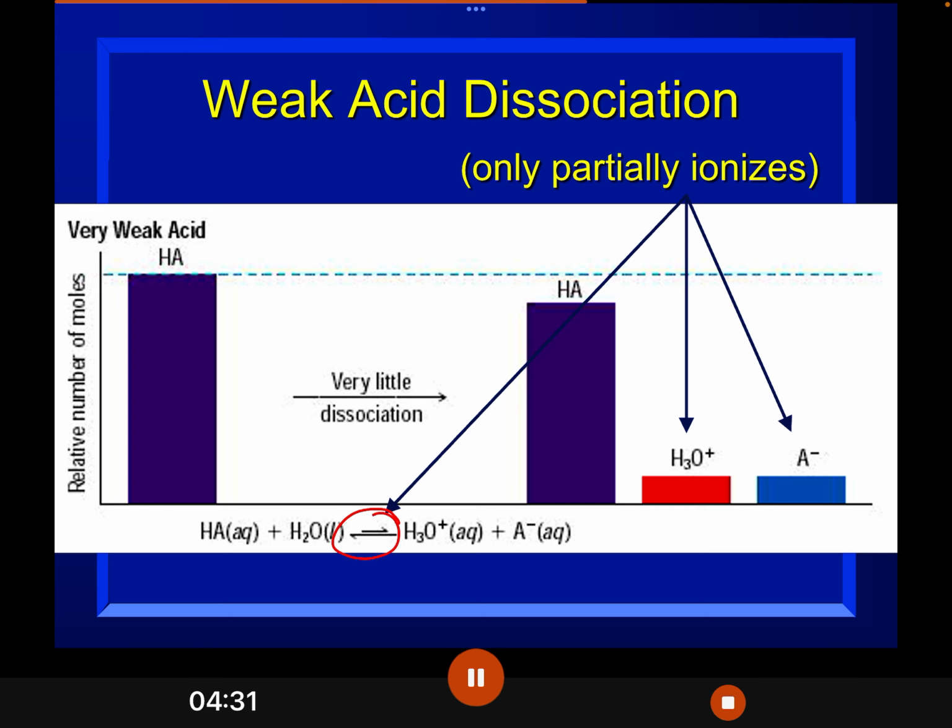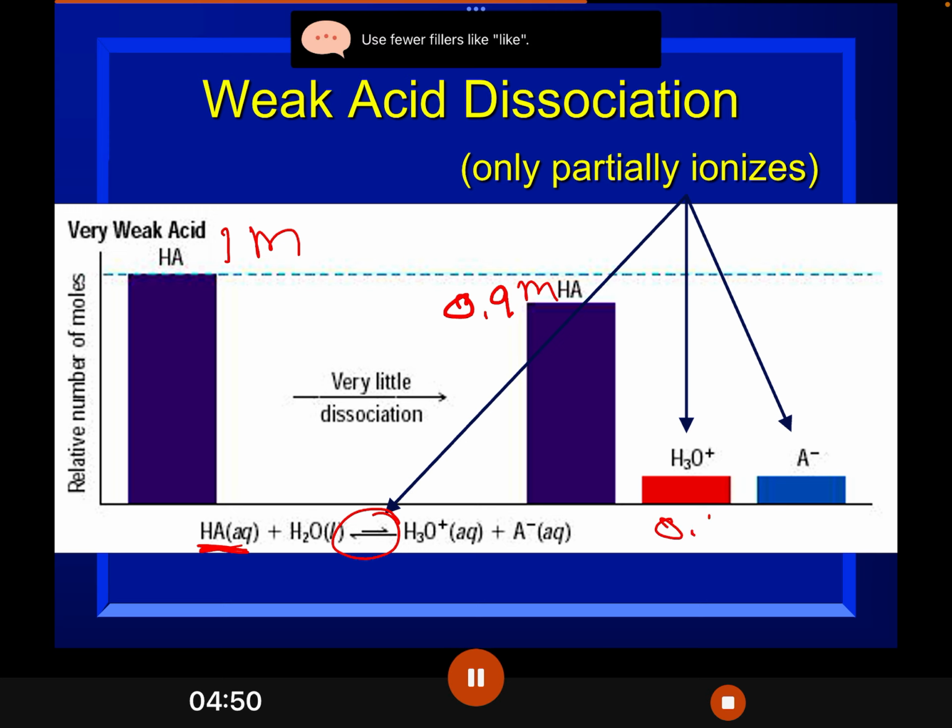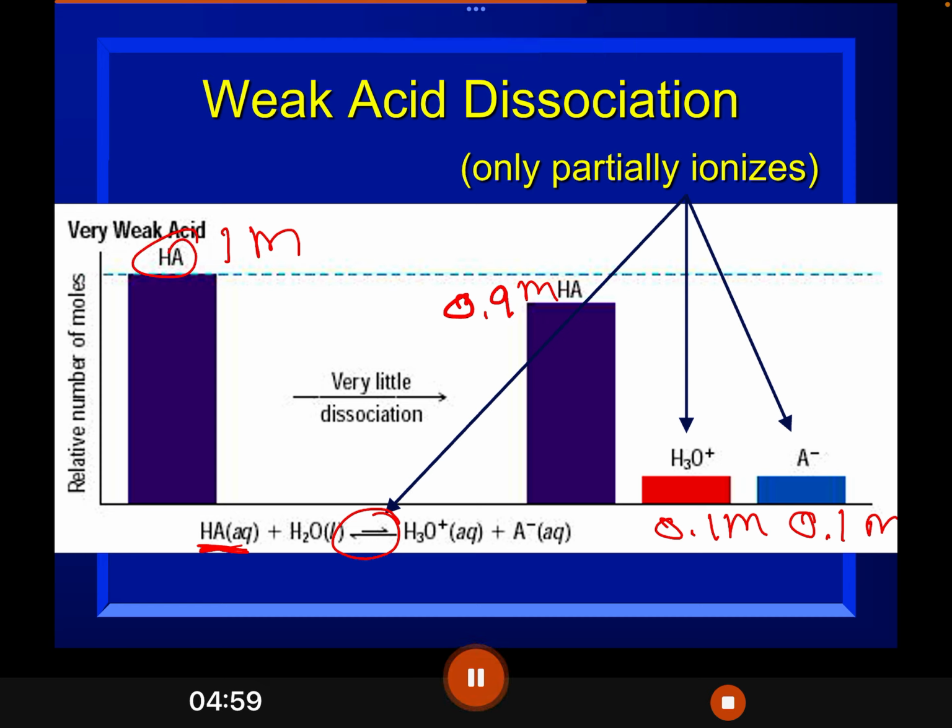Here we have a two-way arrow, and this one, whoever did this did a nice job on it because they said most of it stays in the molecular form. If this is my original concentration, let's say it's 1 molar, after it dissociates, and this is just an abbreviation, I'd have like 0.9 molar here and 0.1 and 0.1. Because in a weak acid, a very small amount dissociates. Easy peasy.